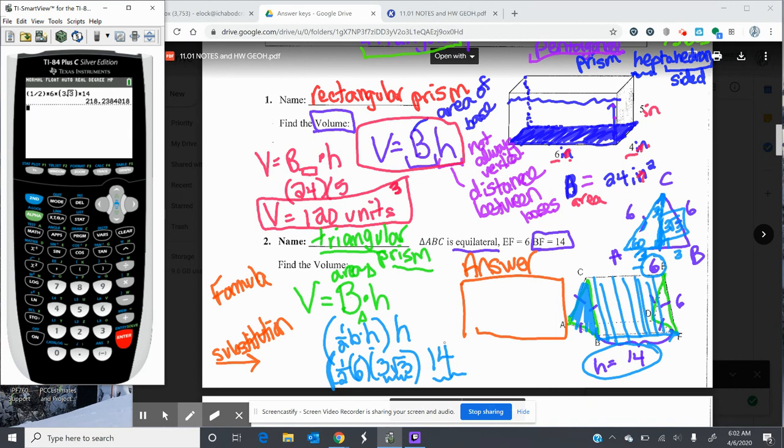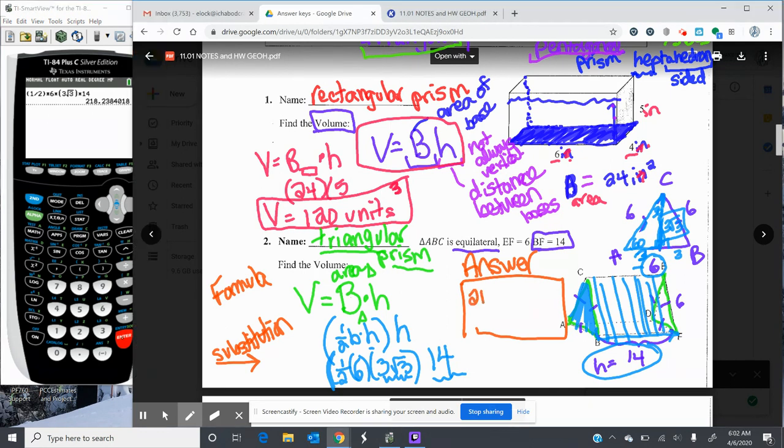We get 218.2384. So I'm going to keep the 4 decimals. So 218.2384. So that's if they asked for to the roundest. That's the whole volume in units cubed. But they didn't specify where to round to.